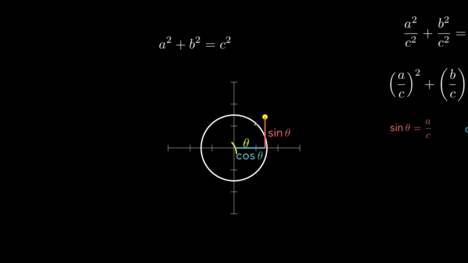To visualize the Pythagorean identity, we can construct squares with sides of length cosine theta and sine theta. The blue square has area cosine squared theta, while the red square has area sine squared theta. According to our identity, the sum of these areas should always equal 1. What makes this identity so powerful is that it holds true for any angle.